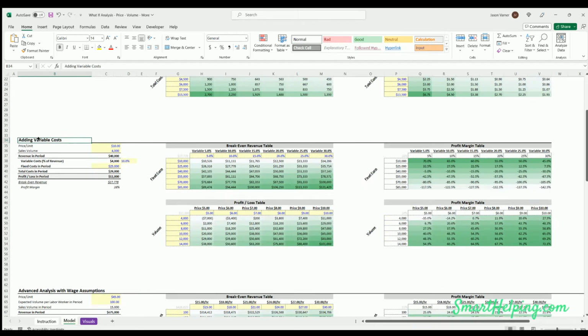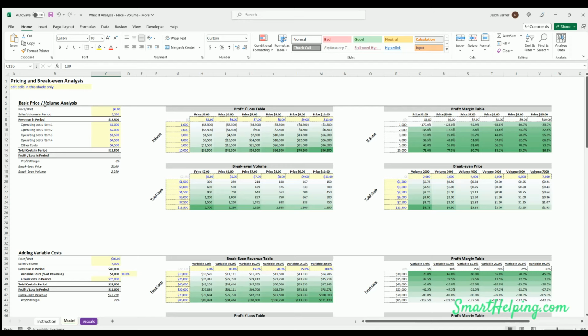So first one's basic price and volume. All this does is it takes all the logic in this model, plugs it into this table, and you can see what the profit and loss is here at different prices and different volumes. And you can also change these cells if you want, and you see the change here. But this gives you a nice range based on isolating price and volume and the resulting profit and loss.